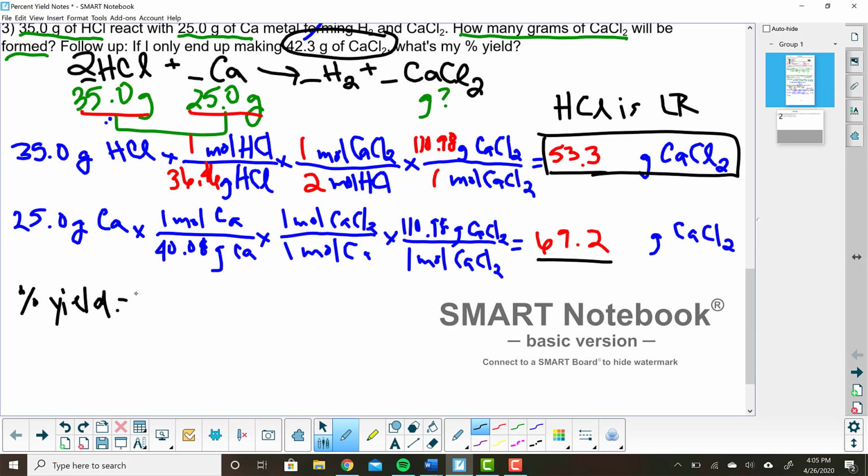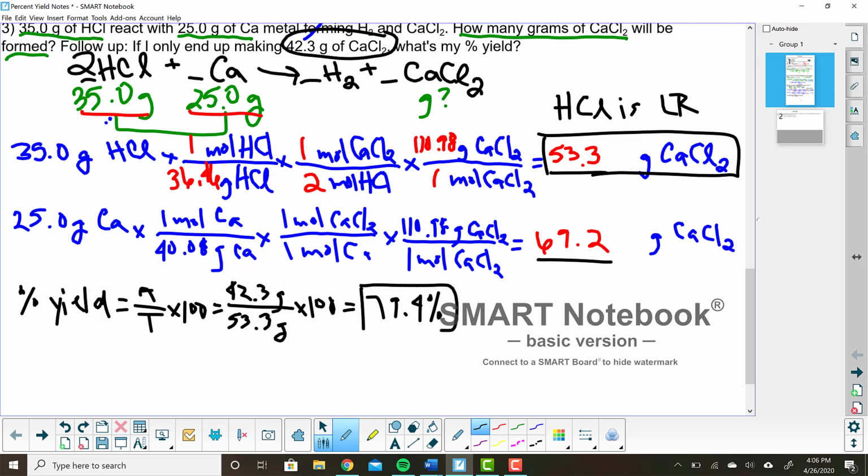So remember, percent yield is the actual amount divided by the theoretical amount times 100. The actual amount is from the question, 42.3 grams of CaCl2. The theoretical amount is what I just calculated from my limiting reactant question. So that's 53.3 grams. And then we divide that and multiply by 100%. And we end up with a 79.4% yield, which I think is fairly good.